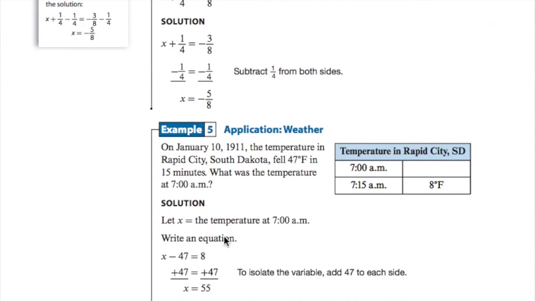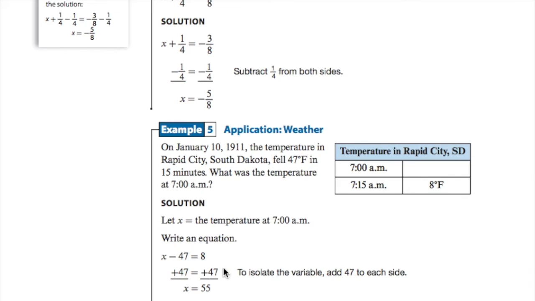In example 5, you have an application of this. On January 10th, 1911, the temperature in Rapid City, South Dakota fell 47 degrees in 15 minutes. What was the temperature at 7 a.m.? x is the temperature at 7. You have the equation x minus 47. If it says minus 47, you know to add 47. What you do to one side, you do to the other side. So plus 47, plus 47, 8 plus 47 is 55 degrees. That was your temperature in that word problem.